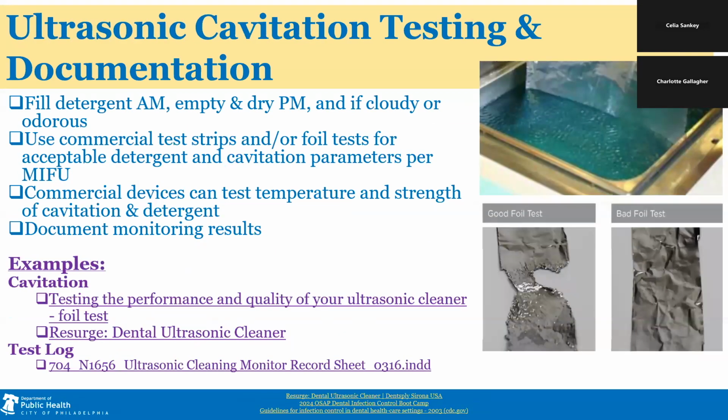As ultrasonic maintenance, the detergent is precisely measured and filled according to the manufacturer's instructions in the morning and emptied and dried at the end of the day or anytime the solution becomes cloudy or odorous. Commercial testing strips are available to monitor each load's cavitation, temperature, and cleaner levels. But cavitation can also be quality tested with a daily foil test. Here are some pictures of an effective and an ineffective foil test. Be sure to document results in a log. The links for demonstration videos on foil testing are seen here.